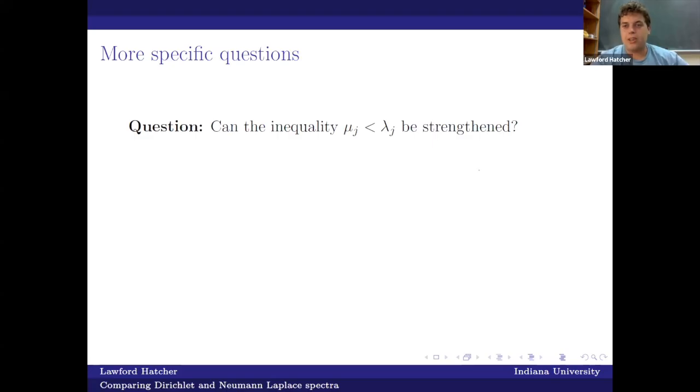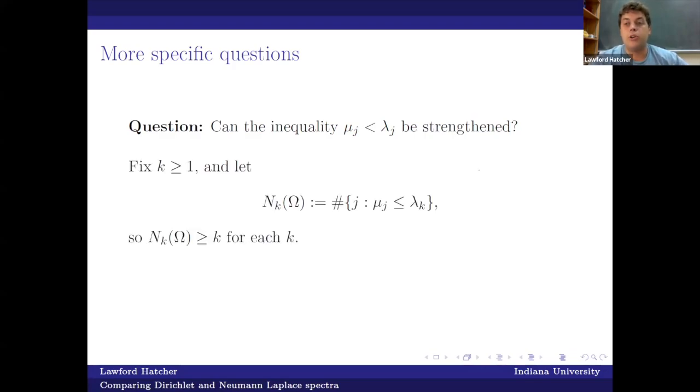So the new question is, can this be strengthened somehow? The quantity I want to study today is how many Neumann eigenvalues do not exceed a given Dirichlet eigenvalue. There are two pieces of notation throughout the talk that I'm going to ask everybody to make sure you know, and here's the first one. N_k(Omega) is notation I'm going to use throughout the talk, and it's always going to mean the number of Neumann eigenvalues that are less than or equal to the kth Dirichlet eigenvalue.